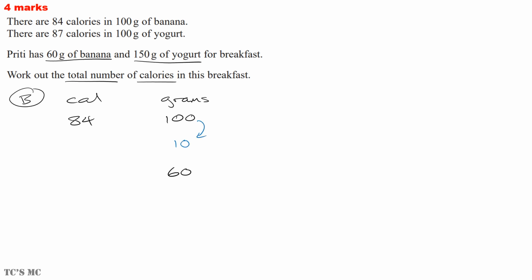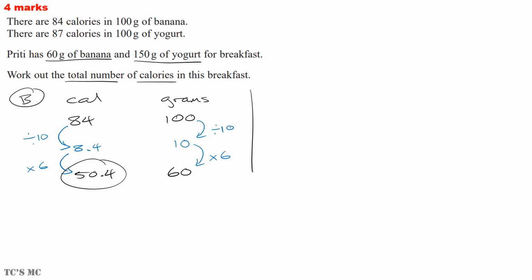I'm going to divide by 10 to get to 10, and then multiply by 6. So I will do the same on the other side. I'm going to divide by 10, which is 8.4, and then multiply by 6, and that gets me 50.4. And that's my first mark. Then go on to the yogurt.